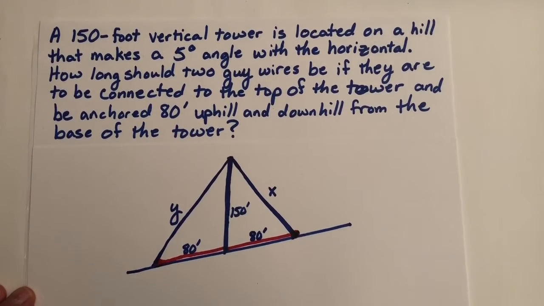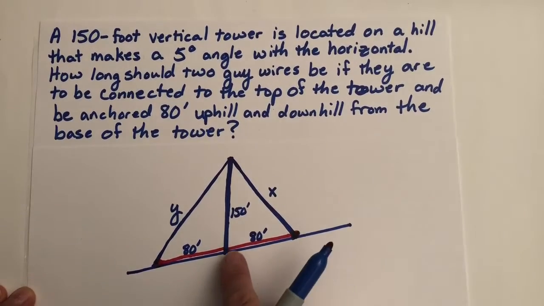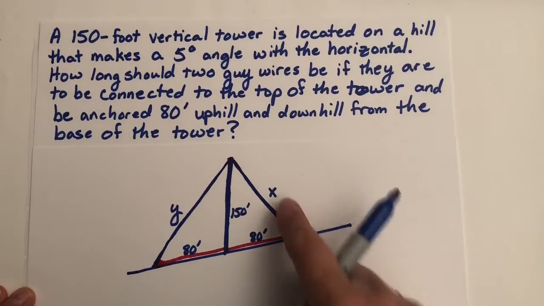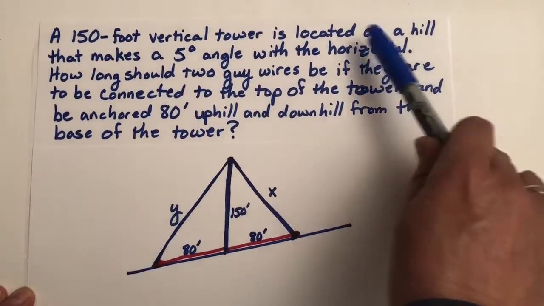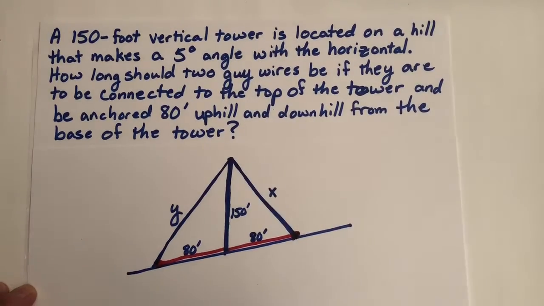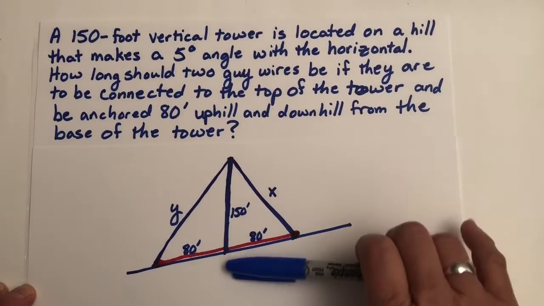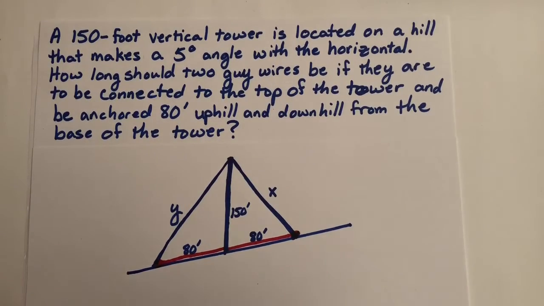We're just missing one piece of information that would allow us to find X. We need to find an angle in this triangle. If we knew this angle here, for example, we would know a side, an angle, and a side, and we'd be able to use the law of cosines to find X. And the key is going to come from the fact that the hill makes a 5-degree angle with the horizontal. We have a vertical tower right here. If we draw a line horizontally to it, that will give us some information that we need. So let me draw that. We'll draw this in a different color. This is the horizontal right here.